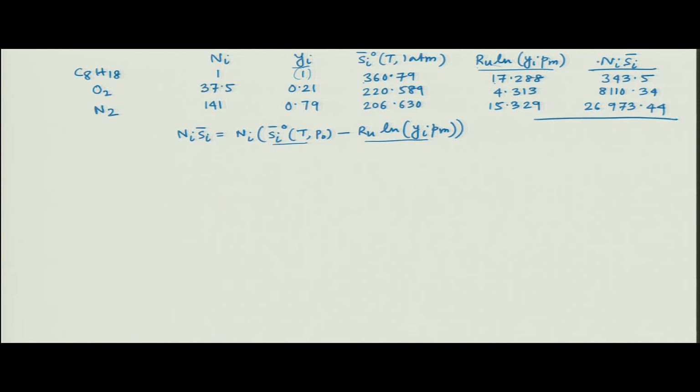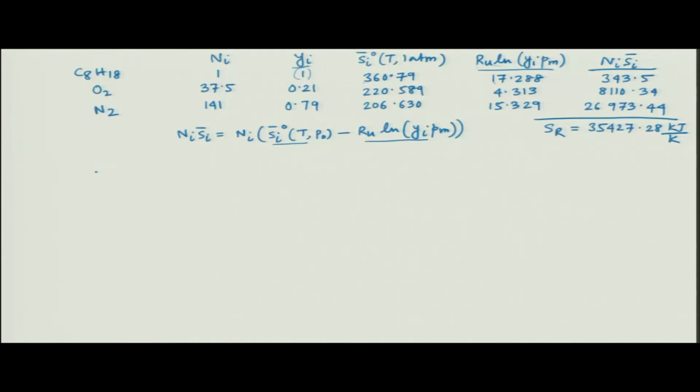If you add all these species, then you will get SR, that is the entropy of the reactant species, and that will be 35,427.28 kilojoule per Kelvin. Now you can calculate the total entropy of the products. For the entropy of the products, we will again write CO2, H2O, O2 and N2. These are the product species, and again I will write this column basically.